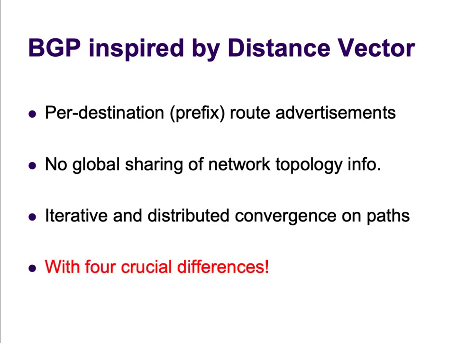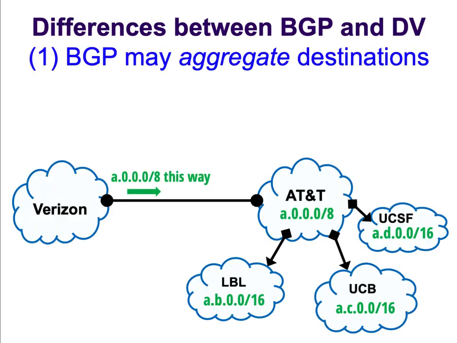That said, we're going to have to change distance vector, and there are four crucial differences. I think we've touched on most, if not all of them, but let's repeat them so we make sure we're clear. The first is that BGP may aggregate destinations. So if you remember in distance vector, you got an advertisement that said, for this destination, here's my least cost. At no point did I mess with that destination, right? I just took that destination and I updated my least cost path and then I advertised it back out. I didn't tamper with what that destination was. In BGP, we do that.